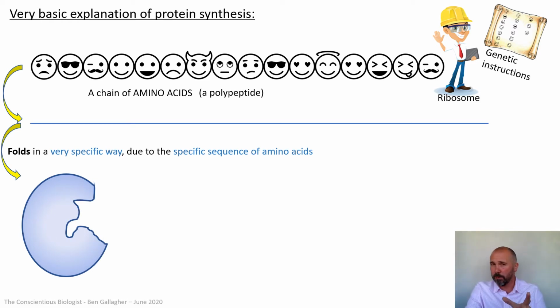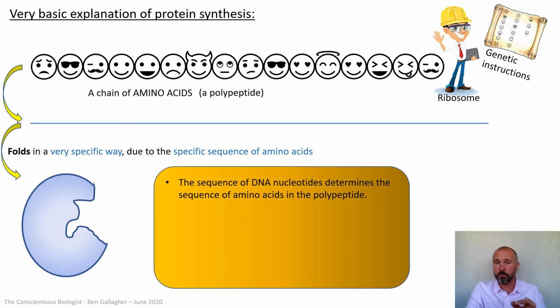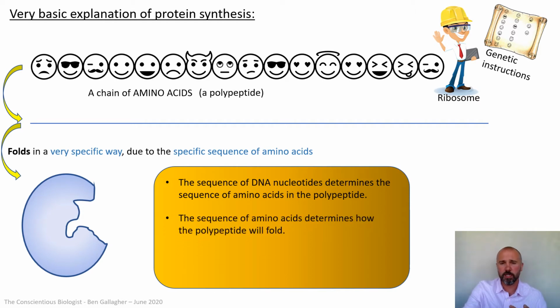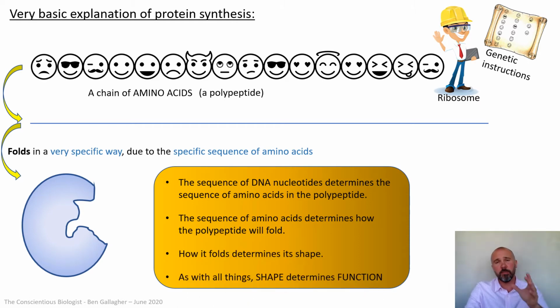So the really important bits I'll summarize in this box for you, okay? The sequence of DNA nucleotides determines the sequence of amino acids in the polypeptide. You should have already watched my DNA and nucleotide biochemistry lesson, so that should be familiar. But it's that sequence of nucleotides that will determine the sequence of amino acids. The sequence of amino acids determines how that polypeptide will fold. How it folds will determine its shape, and its shape determines its function.